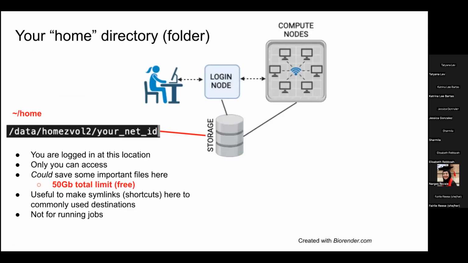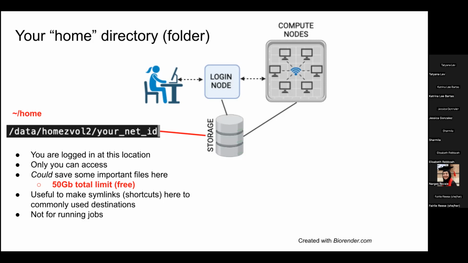Next, we're going to talk a little bit about the storage part. There are three parts to it. The first one is your home. When you're logged into the HPC, you're in the login node, but your location on the cluster is in the data folder, and then home's volume 0, 1, or 2. Mine is in 2. I'm not sure if it's school affiliation or what gives you specific volumes, but most people I've heard from have volume 2. After that follows your UCI net ID. This home location only you can access. There's a storage limit there, 50 gigabytes, which is free.